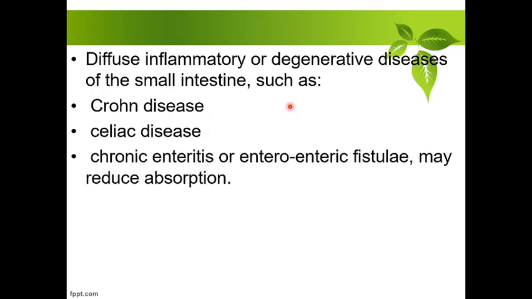You know that absorption takes place in the intestine, so all the diseases which affect the intestine, they interfere with the absorption of the folic acid. Diffuse inflammatory or degenerative diseases of the small intestine such as Crohn's disease, celiac disease, chronic enteritis. So all these diseases, which one way or the other affect the intestine, they affect the folate absorption.